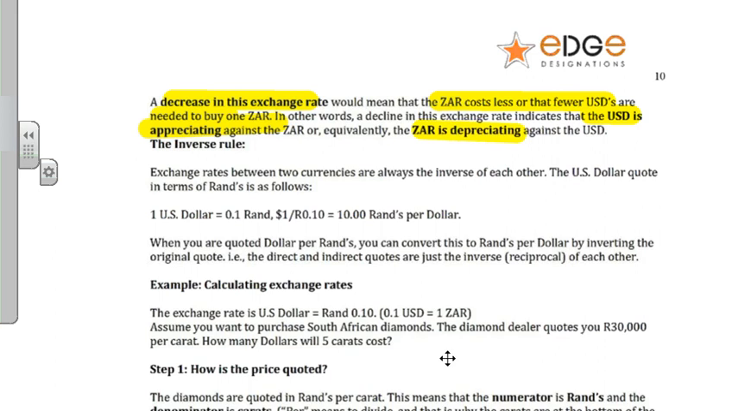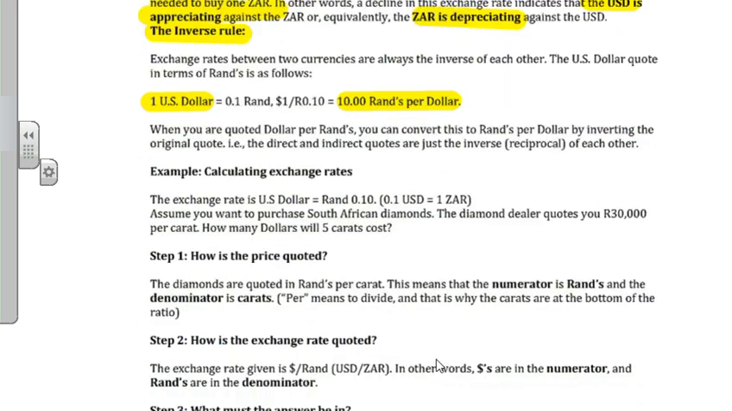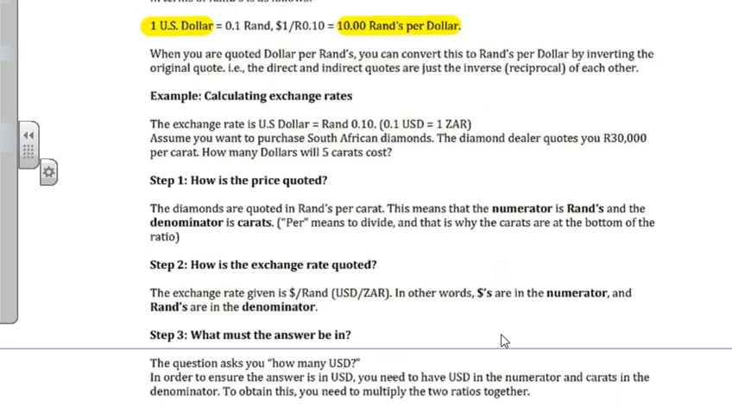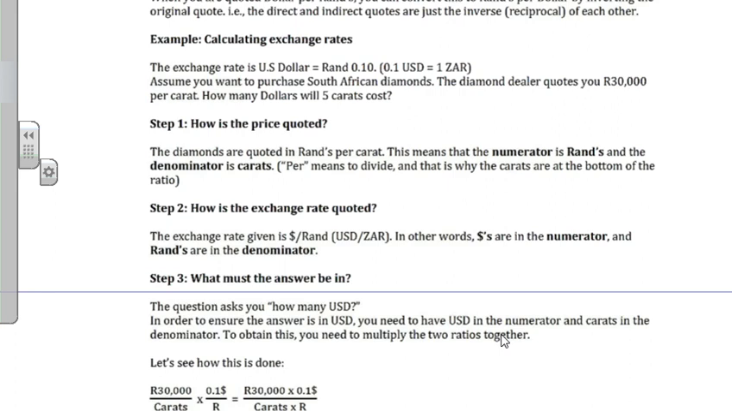Okay, let's talk about the inverse rule. The inverse rule is you can just reverse that quote. And 1 US dollar, if I now just reverse that, would be equal to 10 ZAR or 10 rands. I think we've seen quite a bit of this already. I'm not going to spend too much more time over there.